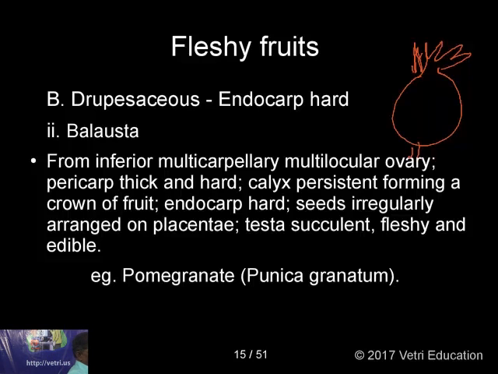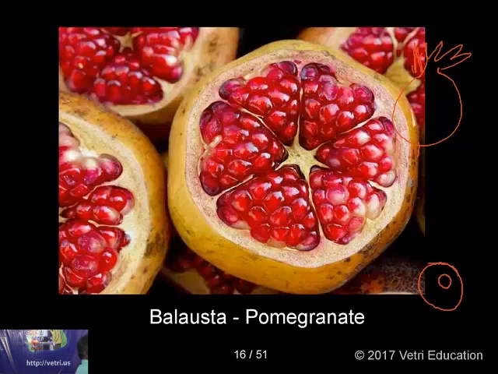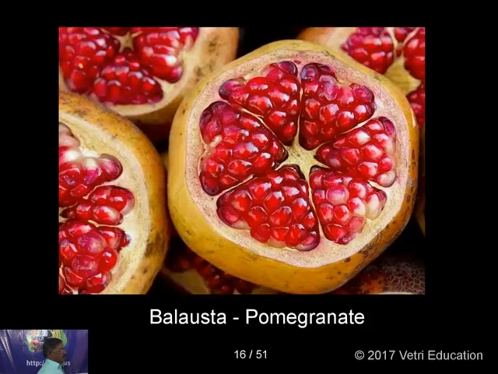So in pomegranate, what is the edible part? The edible part is the testa outside the seed. Inside you have a number of compartments separated by white papery layers. Look here, this is the normal fruit. If you cut a transverse section, you have different compartments separated by white papery layers. Around the seed you can find the edible part. It is called the testa, which is the edible part in Balausta. Example, pomegranate.